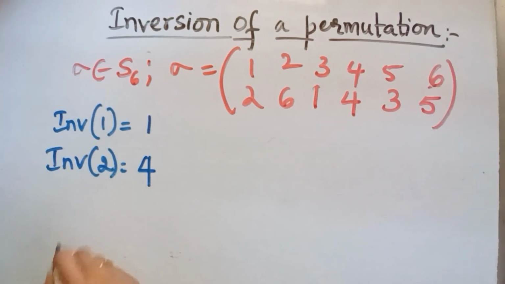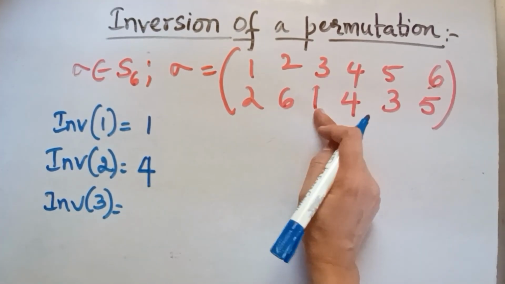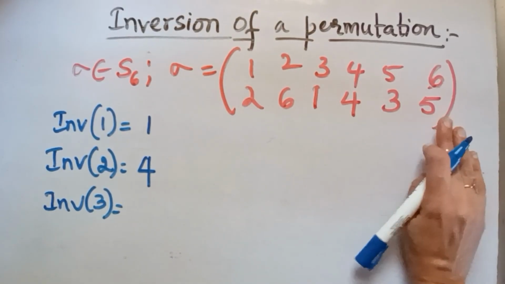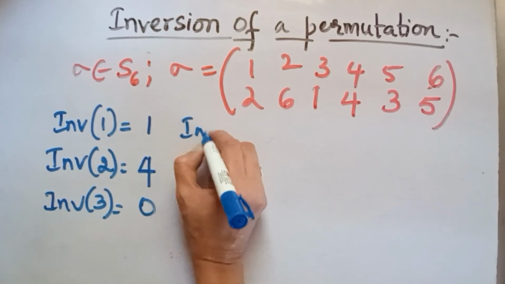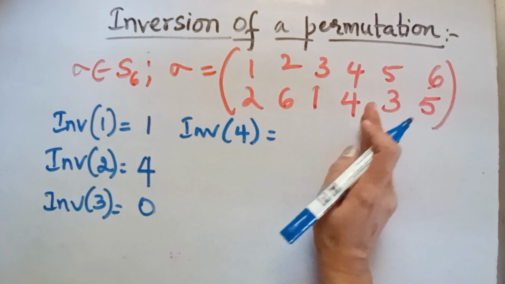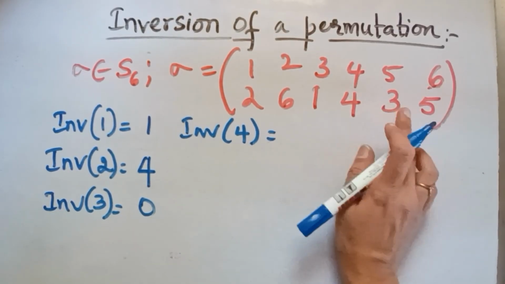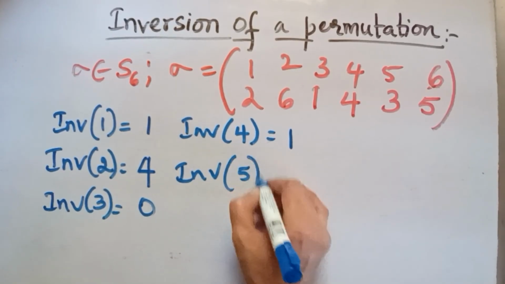That is inversion. Next, inversion of 3. What is sigma of 3? 1. Which value is less than 1 to the right? No value is less than 1. So it is 0. Next, inversion of 4. What is sigma of 4? 4. To the right of this 4, how many values do you have less than 4? Only one value.